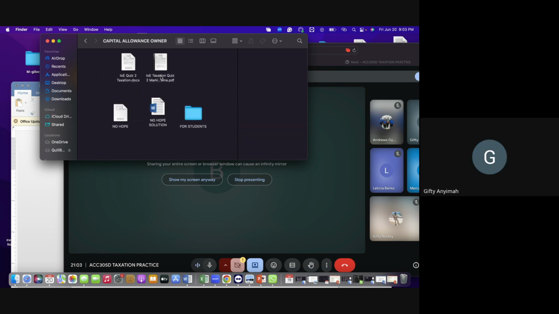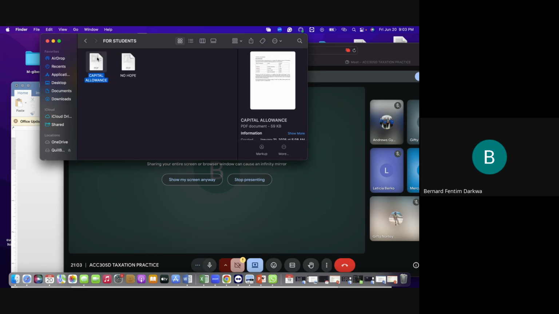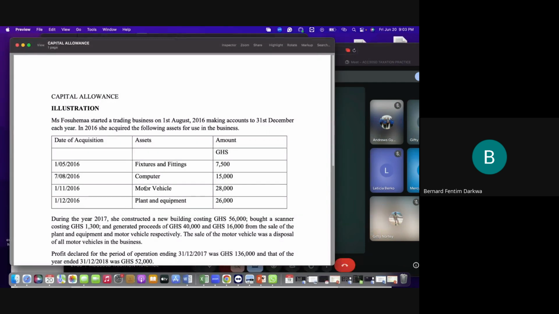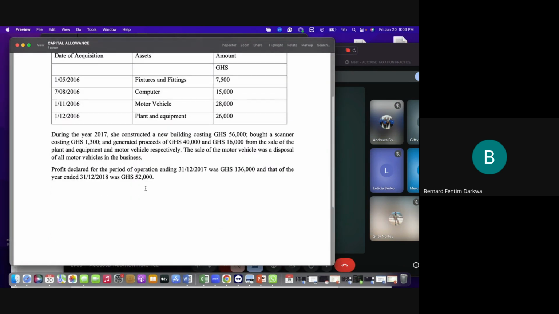Capital allowance, no, primary income, for you to solve. I'm going to give you a question for you to try. But next week when we come, we will be doing these questions. That's the capital allowance. So this is an illustration for capital allowance.